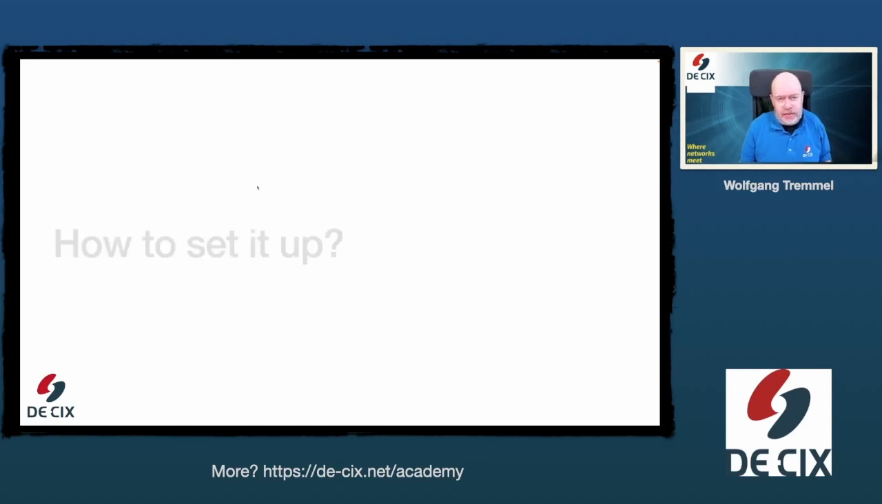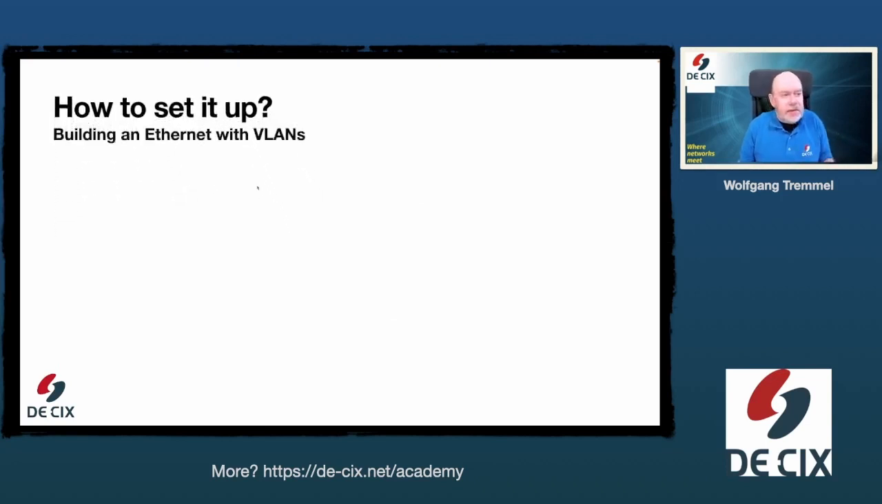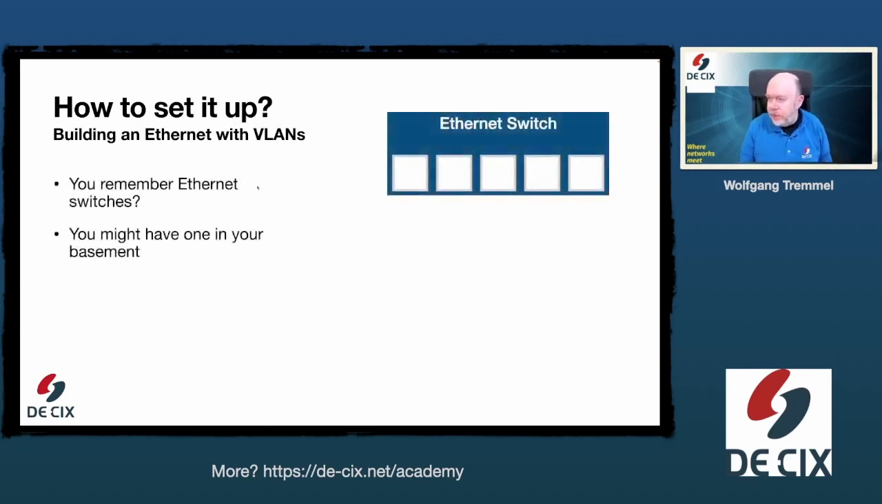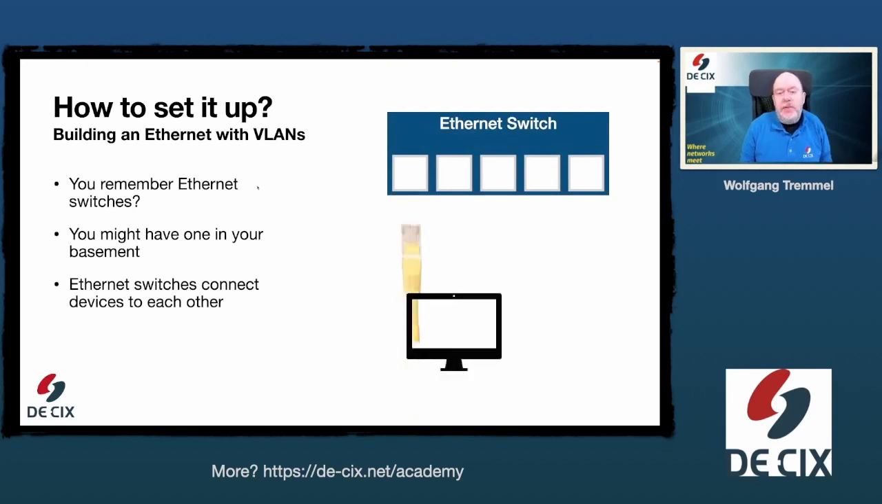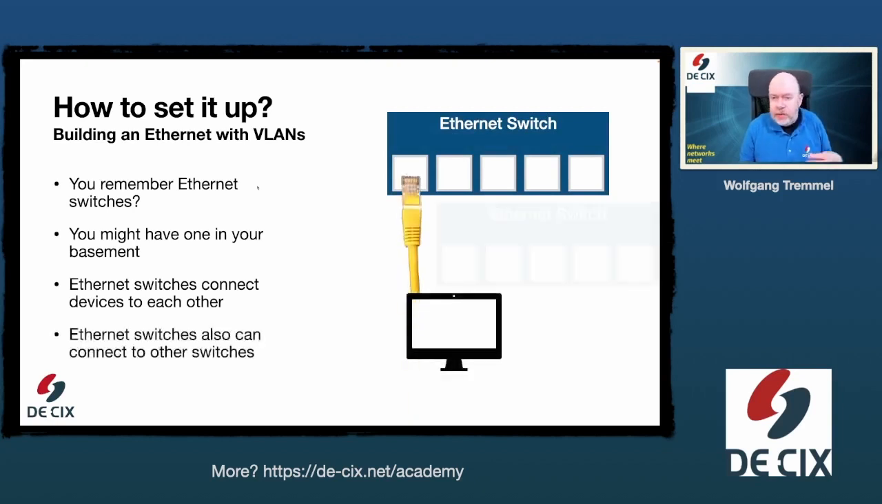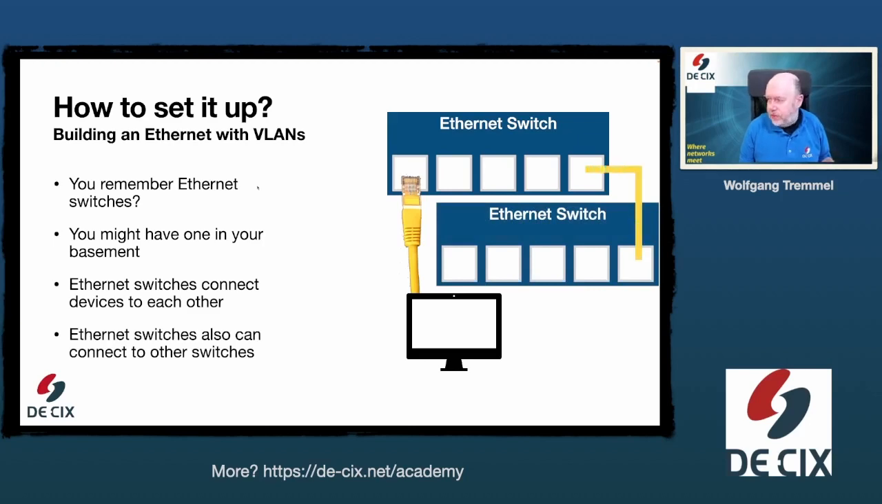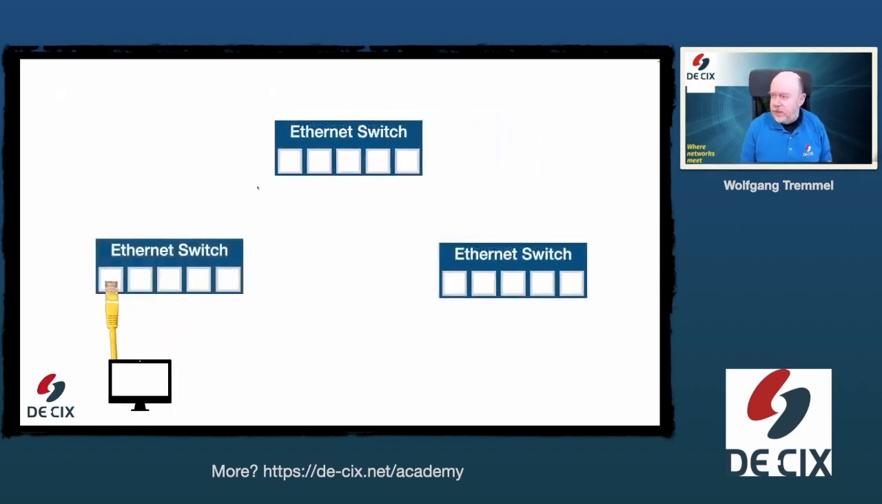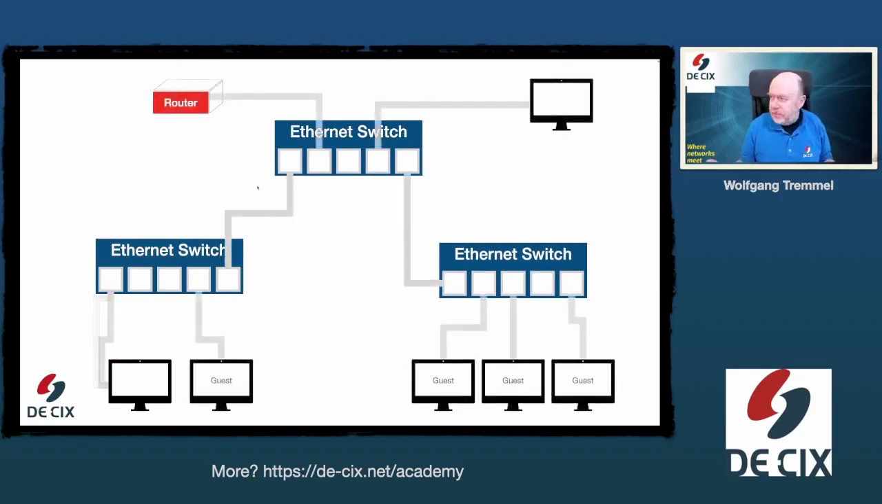Now, how to set that up? Let's build a network. We have Ethernet switches here, and we are connecting devices to them, and we are also interconnecting switches. Let's have 3 switches. And let's have a router. And let's also have systems connected to these switches. This is where we start. This is a typical Ethernet without VLANs, everything on one Ethernet segment. Everything can communicate with everything.